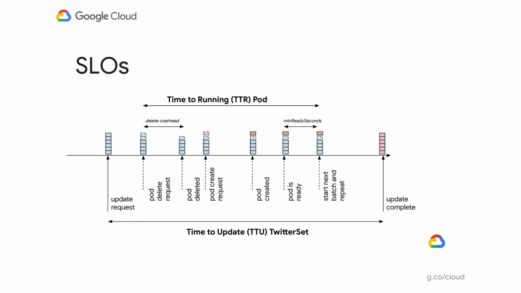We targeted median TTU to be below 10 minutes for a Twitter set of a size of 5,000 replicas. Time to running for a pod is the time between when a pod update is requested until it is considered running after its update is finished. As the diagram shows, this also includes some overhead for deleting the old pod, in addition to a minimum ready seconds, which is a setting that you can set in your pod spec. And we set that to be 10 seconds. And we targeted this SLO to have a median of below 40 seconds.